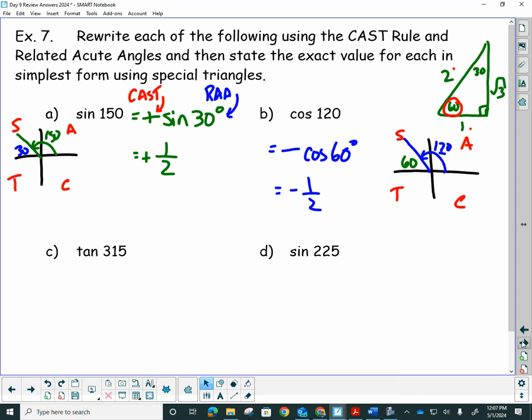Cos 60 is positive 1/2, but I'm not actually at 60. I'm in the second quadrant. That's why it's negative 1/2. And again, you could check that on your calculator. Remember, you will have access to your calculator, but I need to see both lines to see that you're understanding it. Okay? And if we end up with something like root 3 over 2, you're not going to use the decimal one. Let's see if that pops up in C.